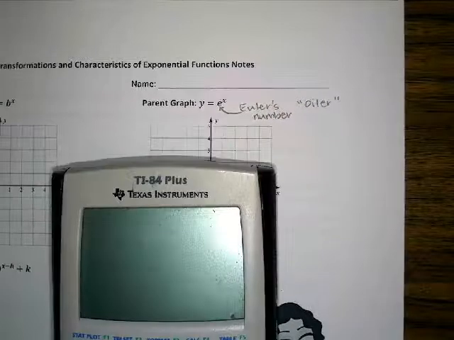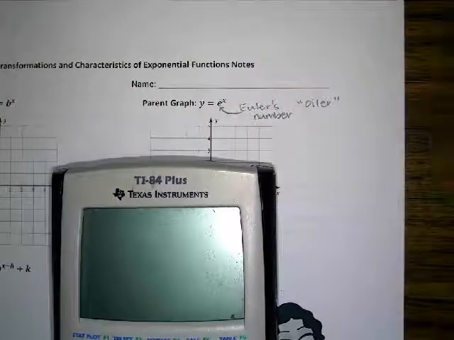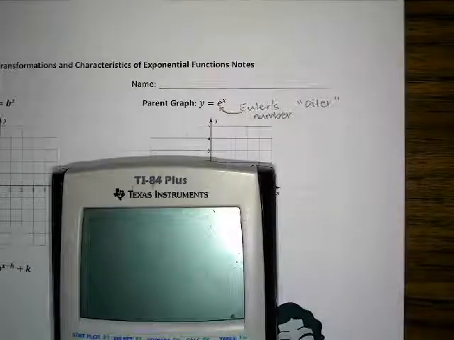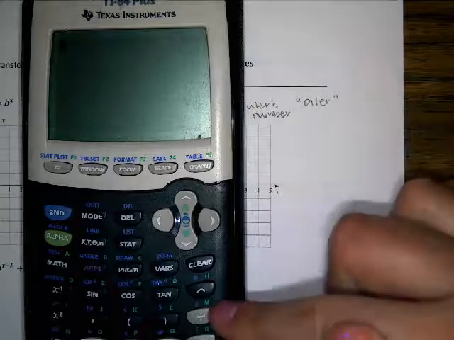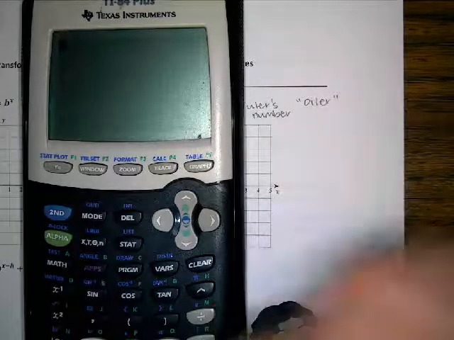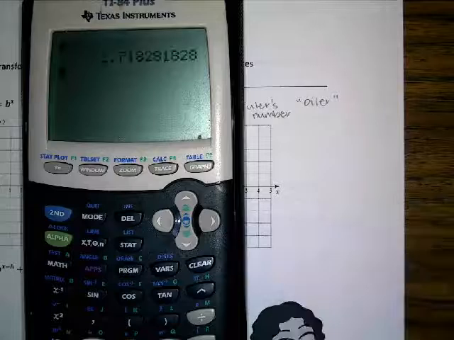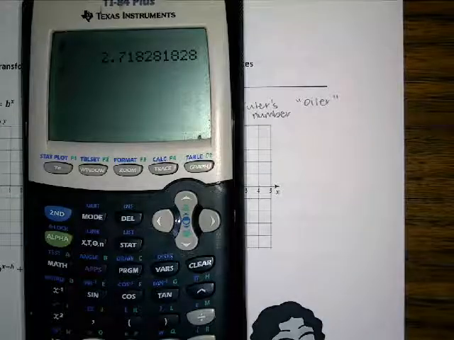Euler's number e is kind of like the idea of pi. It's like a symbol that has a special number to it. There are two buttons on your calculator that do it. An e all by itself is above the division sign, and it's in blue, so we hit second division sign. That's just the e, 2.718. That's what it stands for.